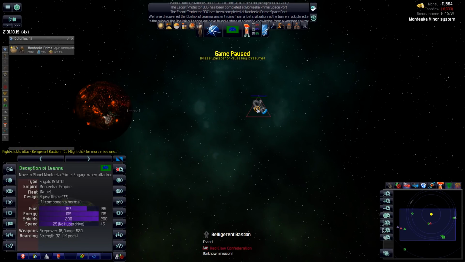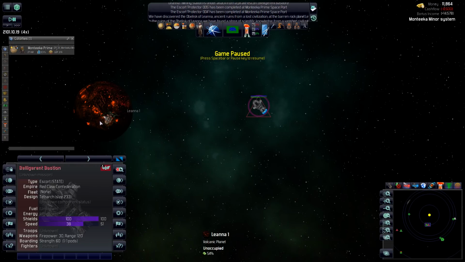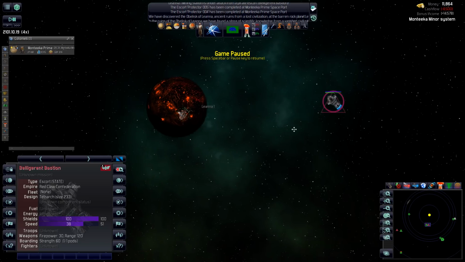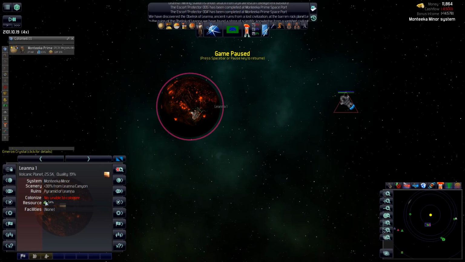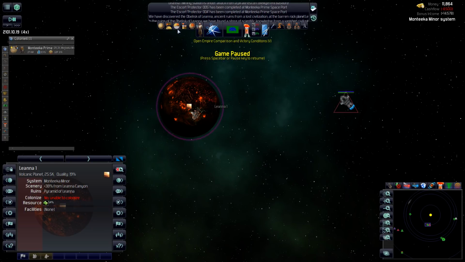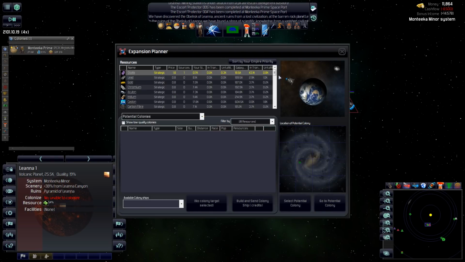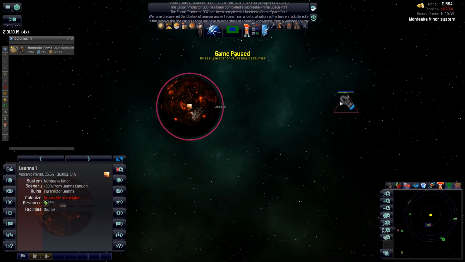Now, what do we got going on here? Who is this? 10 ships, 600 firepower. I guess we kind of want to save this, don't we? What is that resource? Oh, Emerus Crystal. What do we need that for? Is it something we need right away? Do I need to protect this Emerus Crystal? I don't know. It's nothing we need right away. Yeah, it's nothing we need right away. Might just raid it.